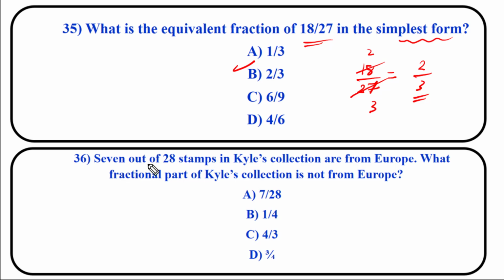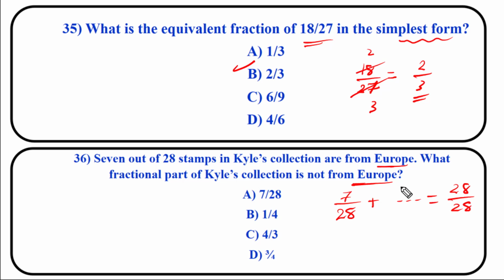Number 36, 7 out of 28 stamps in Kylie's collection are from Europe. What's fractional part of Kylie's collection is not from Europe? Now we have two types. The sum of the two types equals what, guys? Equals 28 over 28 equals what? Equals 1. Now 7 over 28 plus what equals the sum? It will be 28 over 28 of the two types.